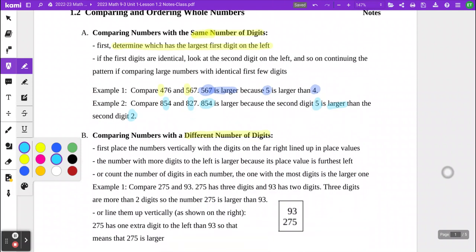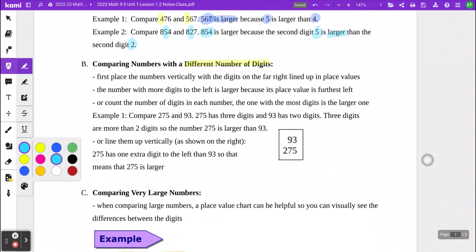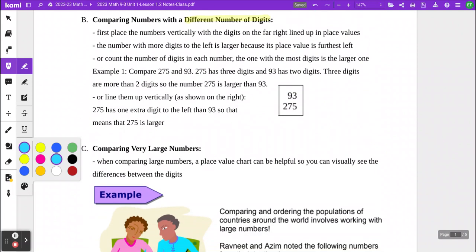All right, now what if the numbers are actually different? So for example, let's say we have a 2-digit number and a 3-digit number, or a 9-digit number and a 6-digit number. The one with the most digits is going to be larger. The one with the least amount of digits will be closer to 0 on the number line. So it says, how do we identify it? We place the numbers vertically, with the numbers lined up on the far right, lined up in their place values.